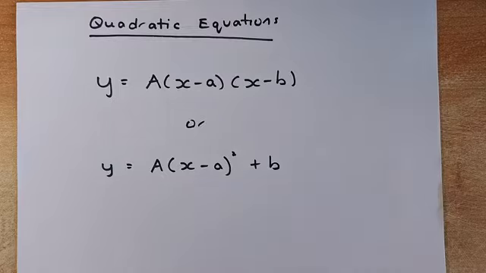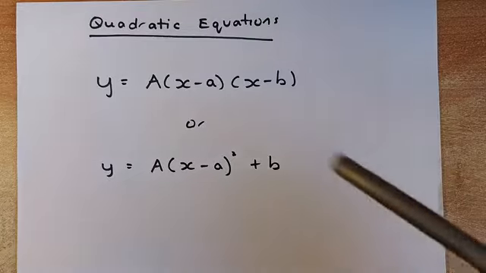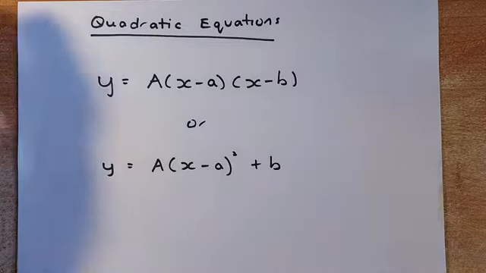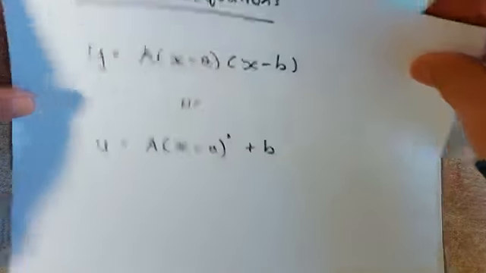So the equation can be formed using the first form, which is called the factorized form, or the second form, which can be done on all quadratic graphs. We shall do both and see which method you like. We shall look at the 2017 exam first.